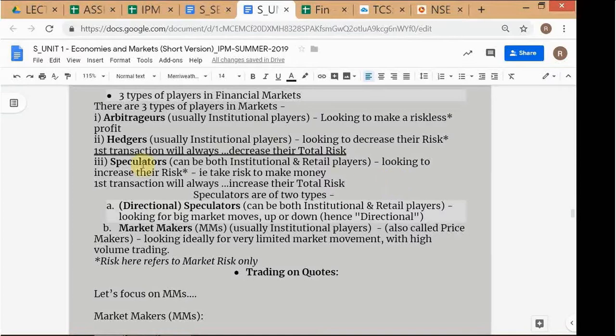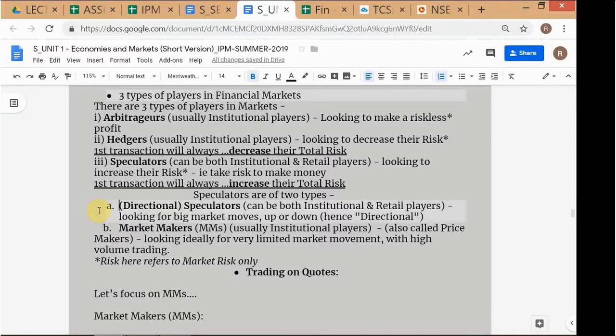And you look at the definition of speculator. So you can see hedger and speculator are totally different. Because in the case of a hedger, the first transaction decreases their total risk, and in the case of a speculator, the first transaction increases their total risk. At this point, don't worry about the total part so much, but basically just focus on the risk, because we haven't discussed what the components of the total risk are. But this is how we are trying to define the three categories of players.